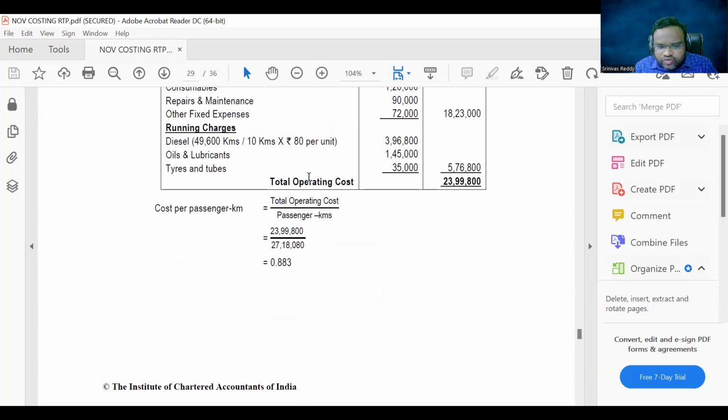So this is one beautiful question. So mileage, I think 10 kilometers is the mileage. So 10 kilometers per liter, into 80 rupees is the diesel cost. Oil and lubricants they have given directly, 1 lakh 45. Tires and tubes they have given 35,000.